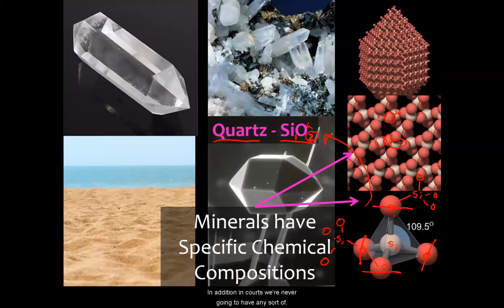In addition, in quartz, we're never going to have any sort of major substitutions. We're not going to replace the silicon with iron, and we're not going to replace the silicon with magnesium or any other atoms, and we're not going to replace the oxygen with sulfur. In other minerals, there is a small amount of substitution allowed as long as you can specify the ranges. But in some minerals, that chemical composition is exact. Even in the ones where you have a little bit of substitution, it's not a whole lot. It's not as if anything can substitute into a particular site.